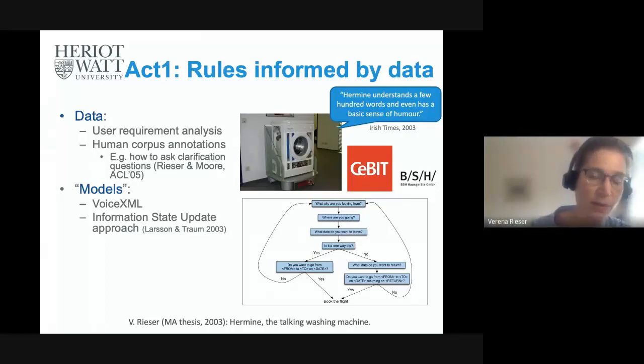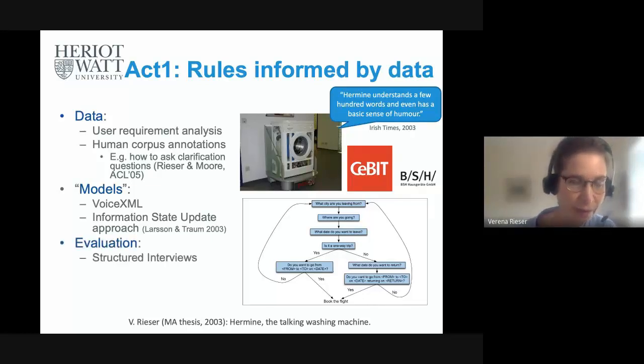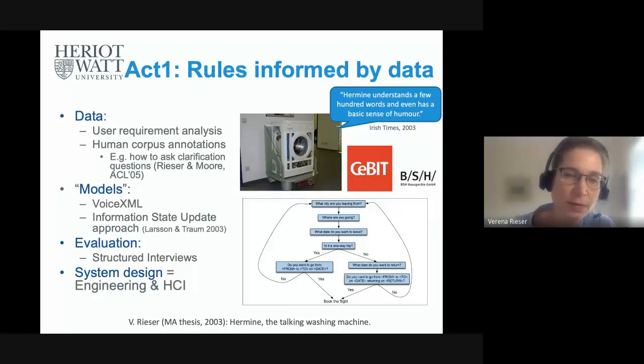So these were not machine learning models, but implemented models in terms of, for example, using VoiceXML, or in more academic circles, you would use a technique called information state update approach, which was basically a lot of Prolog rules painfully implemented. The evaluation, again, was different to what we do nowadays. We had structured interviews, so asking people about what they liked and what they didn't like when interacting with the washing machine. So it was much more qualitative than quantitative. So system design in those days was engineering on the one hand, so you implemented your rules, but also a lot of HCI.